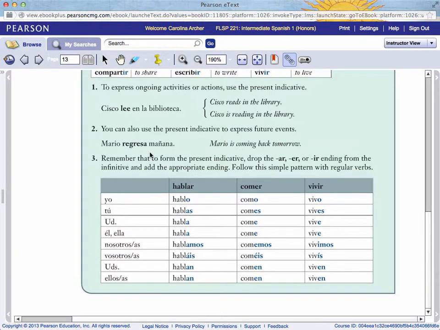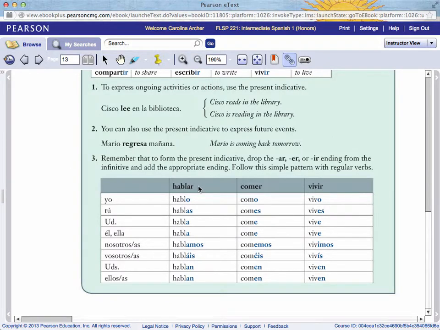For example, you can say, Mario is coming back tomorrow. Mario regresa mañana. Okay? Okay, muy bien. All right. To form the present indicative form, we're going to drop the ending -ar, -er, or -ir. We keep the root of the verb, and we add an ending that is going to be the same ending for all regular verbs.